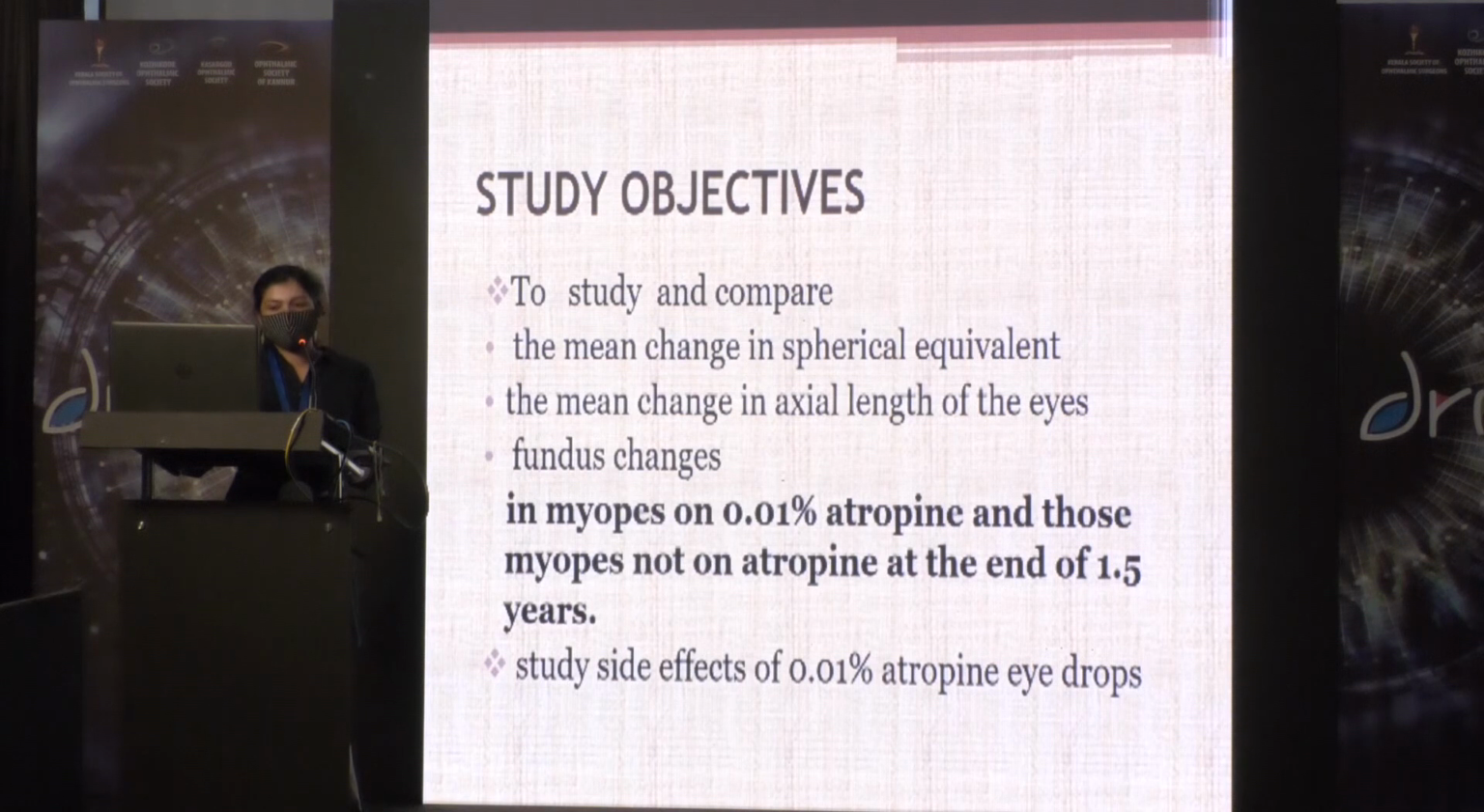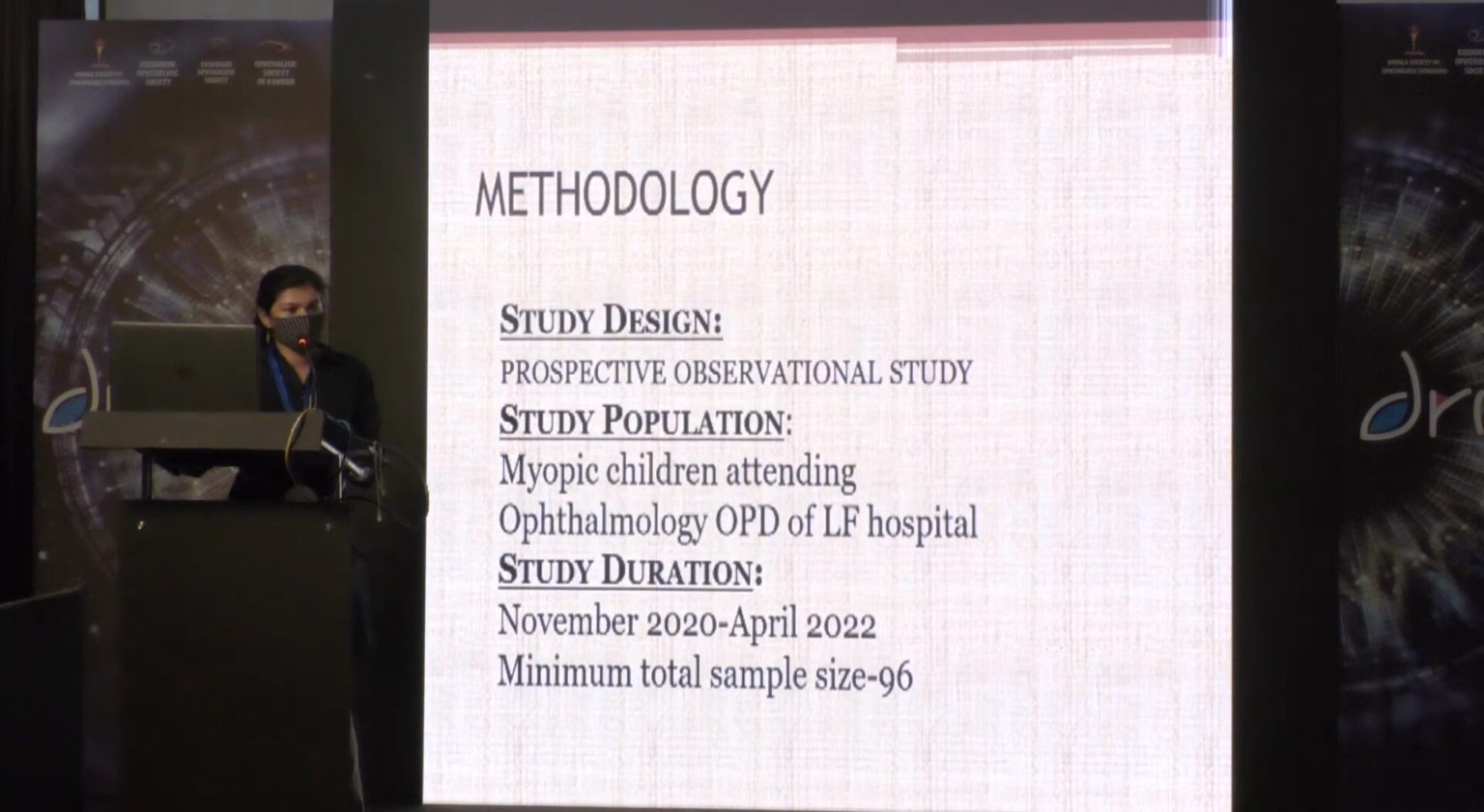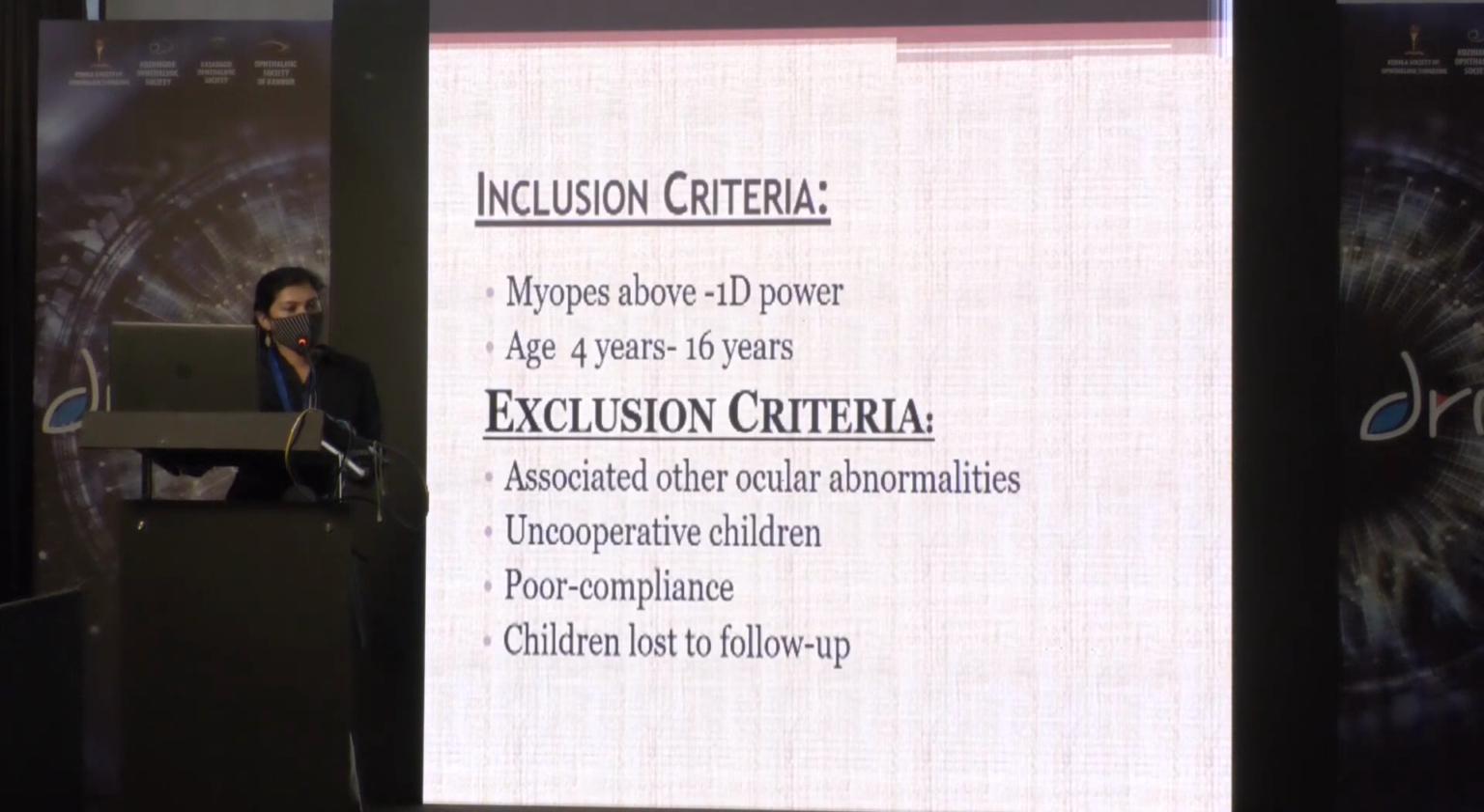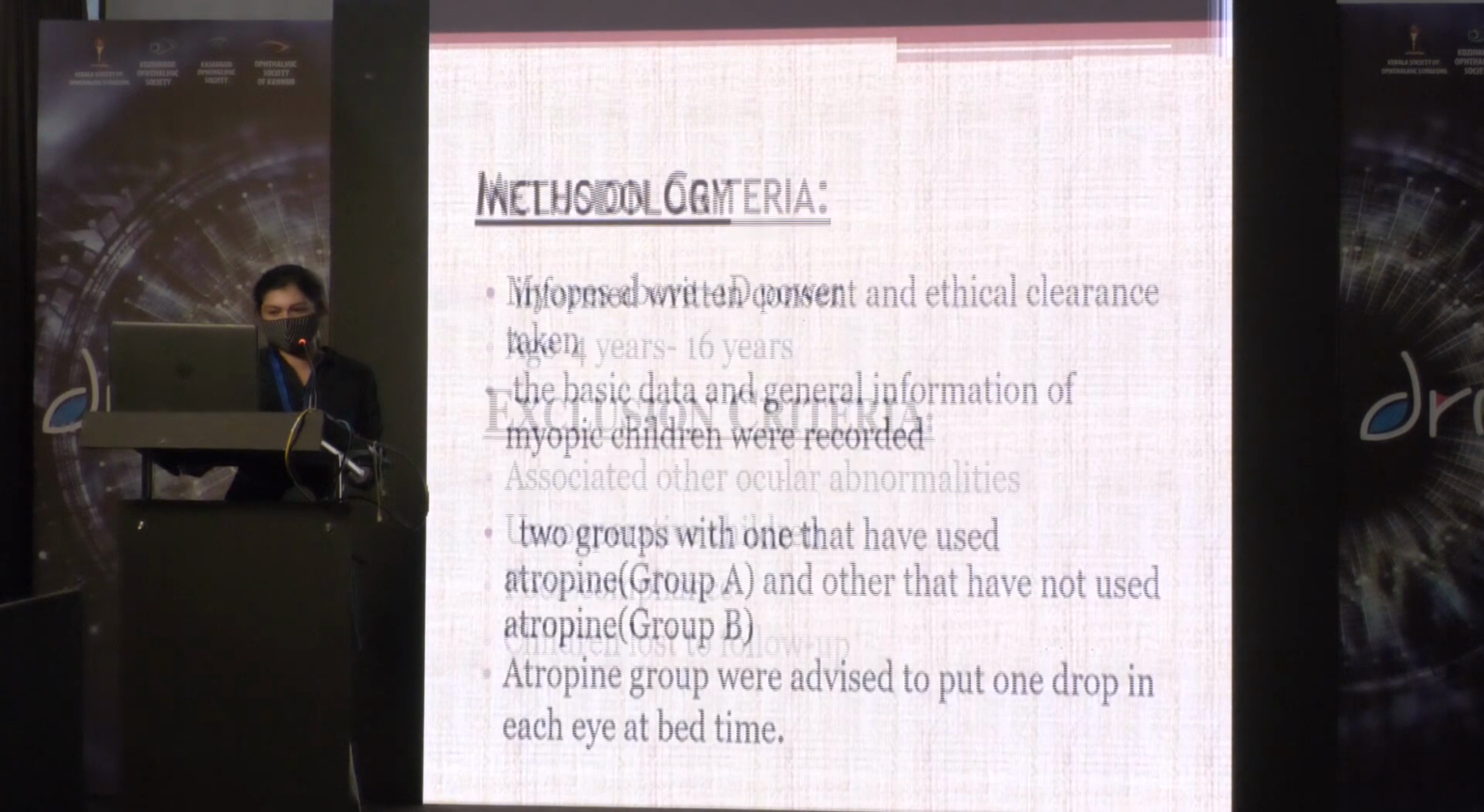The objectives were to study and compare the mean change in spherical equivalent, mean change in axial length, and fundus changes between two groups, that is the group on 0.01% atropine and the group not on atropine, and also to study side effects. It was a prospective observational study conducted in myopic children attending Little Flower Hospital OPD between November 2020 and April 2022, and the minimum total sample size was 96. Myopes above -1 diopter between 4 to 16 years were included, and myopes with other associated ocular abnormalities were excluded.